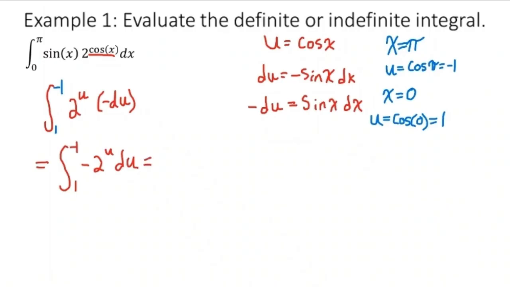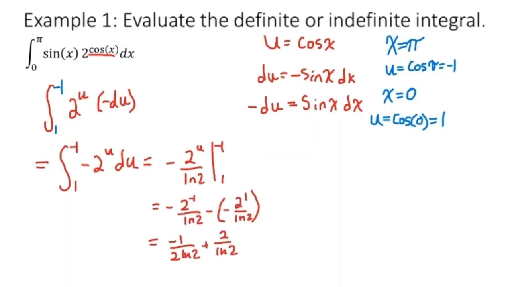The antiderivative of 2 to the u is 2 to the u over the natural log of 2, and we're going to evaluate with our bounds from -1 to 1. And when we plug in our bounds and simplify, we get -1 over 2 natural log of 2 plus 2 over natural log of 2 as the value of our definite integral.